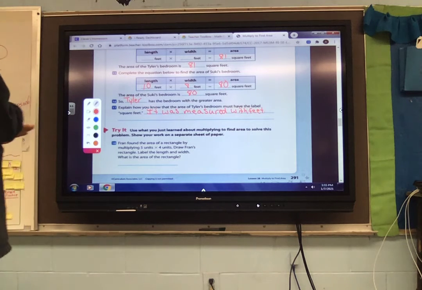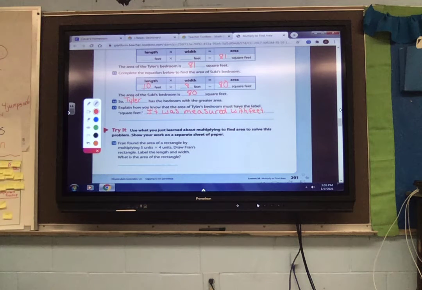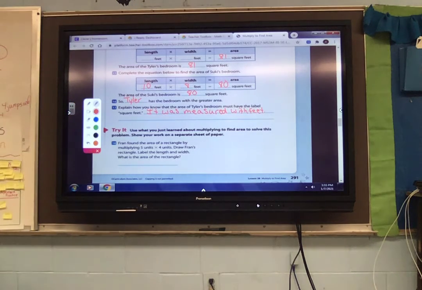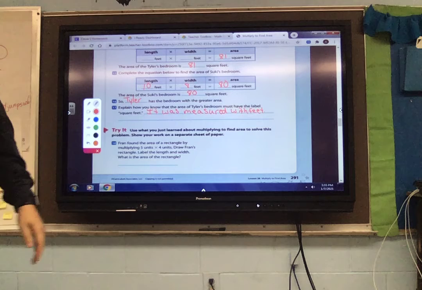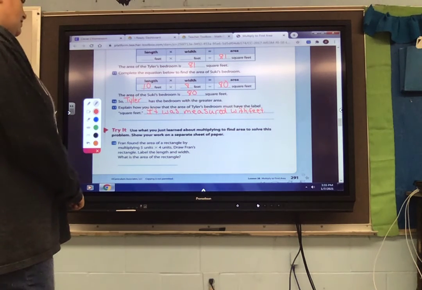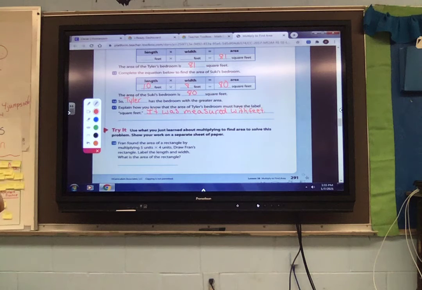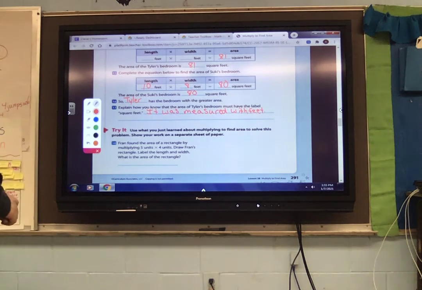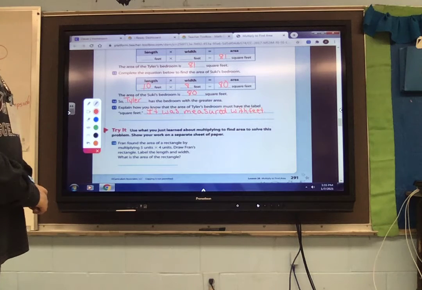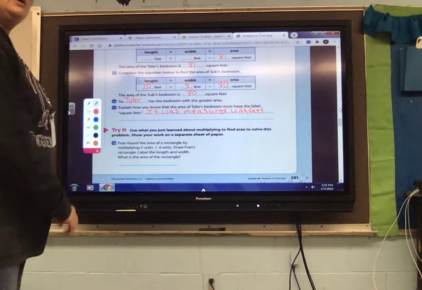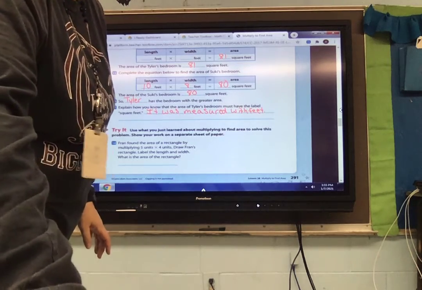Try it. Use what you just learned about multiplying to find the area to solve this problem. Show your work on a separate sheet of paper. I think we'll have plenty of room to work our problem on here. It says Fran found the area of a rectangle by multiplying 5 units times 4 units. Draw Fran's rectangle. Label the length and the width. What is the area of the rectangle? So they want us to draw a picture.